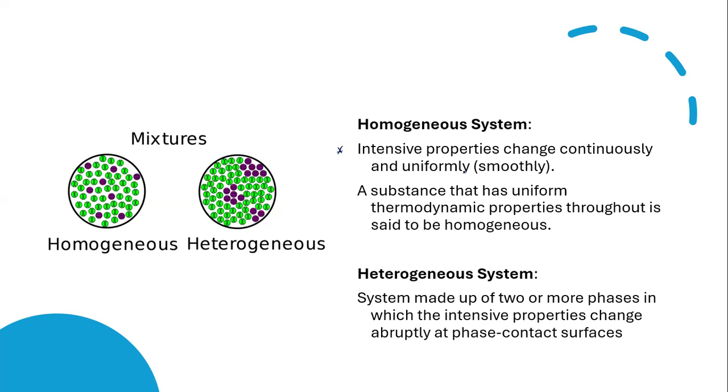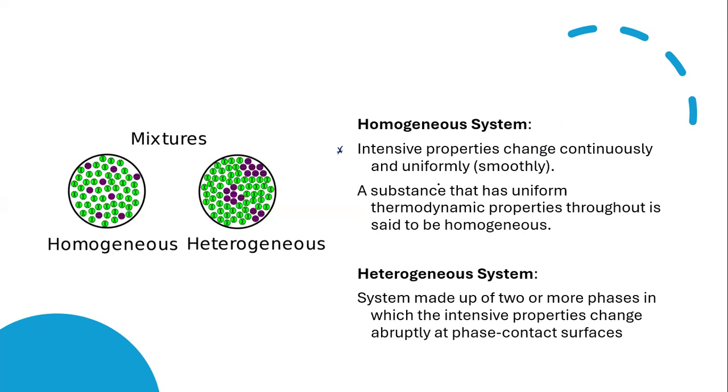Look at the temperature. When the temperature changes continuously and uniformly, when we say uniformly, it changes smoothly. It doesn't change drastically just like that. You understand? That type of system is called the homogeneous system. So if there is a continuous and uniform change of the temperature or of the pressure, that means we are talking about the homogeneous mixture.